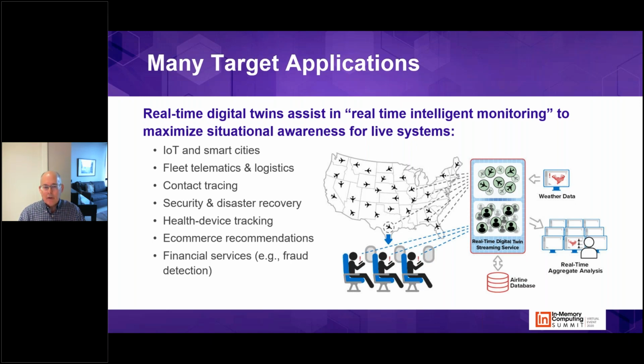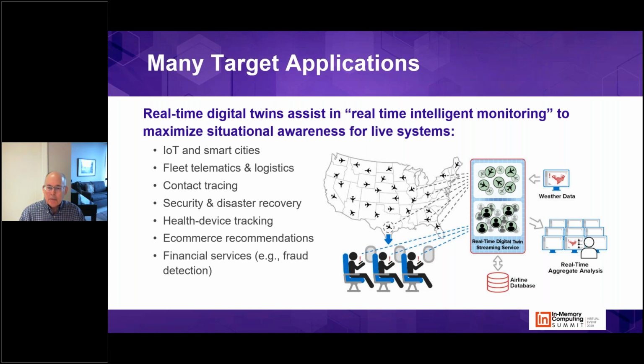Also, fleet telematics we looked at, and logistics problems. We'll take a look at one for hospitals in a few minutes. Contact tracing for COVID, security and disaster recovery, and we'll look at a demo of security tracking in just a minute for a power grid. Health device tracking, making recommendations to e-commerce shoppers by watching the types of products they're looking for and trying to understand what their needs are. And also many applications in financial services, such as fraud detection for wire transfers, and countless others.